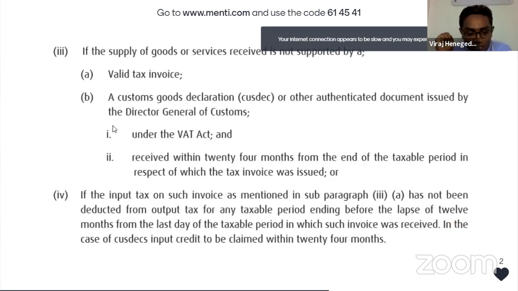Another most important thing, which can be tested even in your exam: for local invoices, the claim is valid only for 12 months. But for the CUSDEC, that can be claimed in your VAT return within 24 months, basically 2 years. So this is what you need to remember. Local invoices, you can claim within a 12 month period, that means within a year. And the CUSDEC, you can claim within 24 months, that means 2 years. Right, we'll move to the next one and see the calculation part.